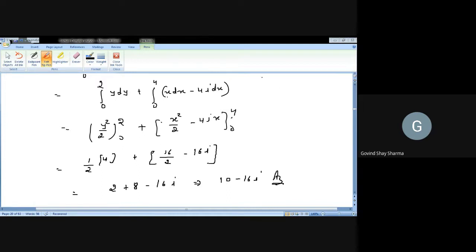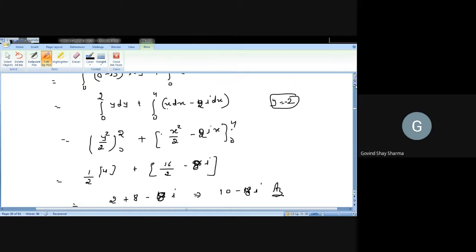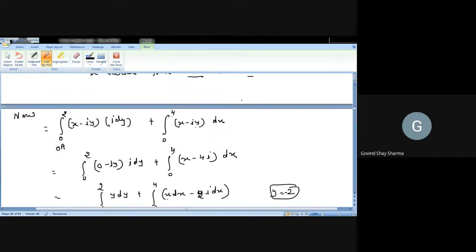The value of y is 2, so it will convert to 8. Because the value of y is constant, x will change from 0 to 4. Also put y is equal to 2. So only x changes, from 0 to 4.